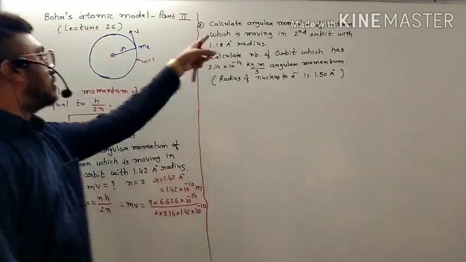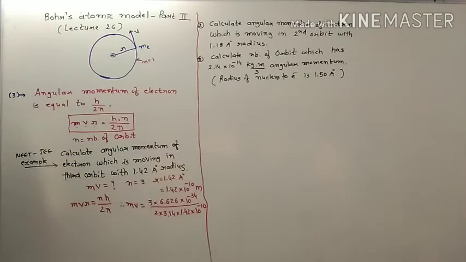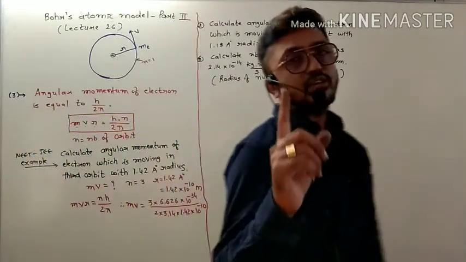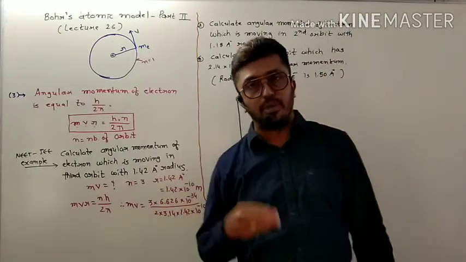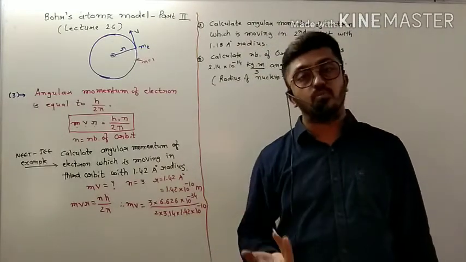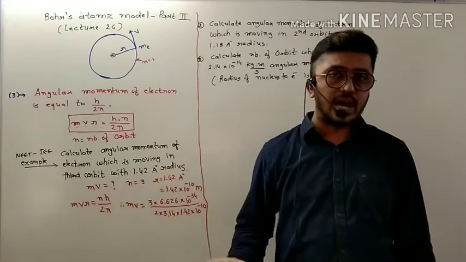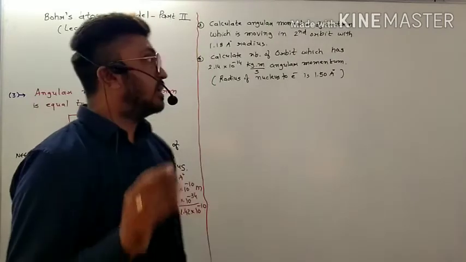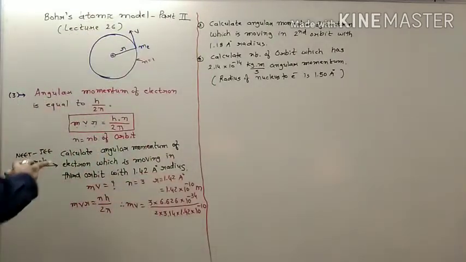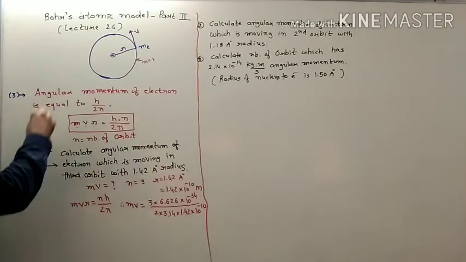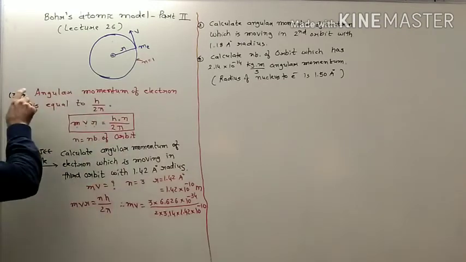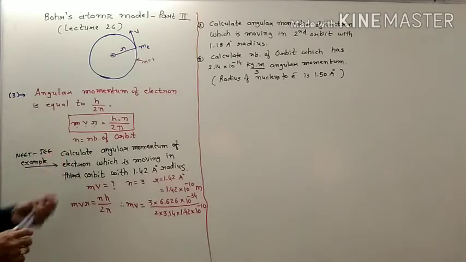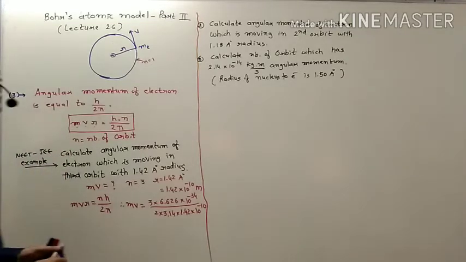Is it clear? So in this step number 3, we have understood only one point, that electron has angular momentum, and the formula is mvr is equal to nh upon 2 pi. Okay, with all the hard work we have done here, we only have to remember this one point, mvr is equal to nh upon 2 pi.